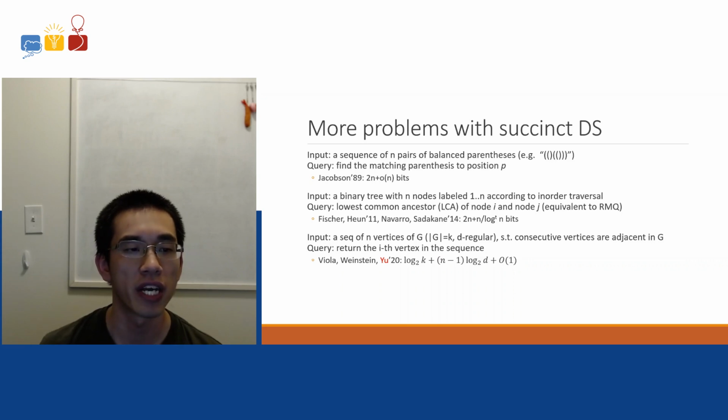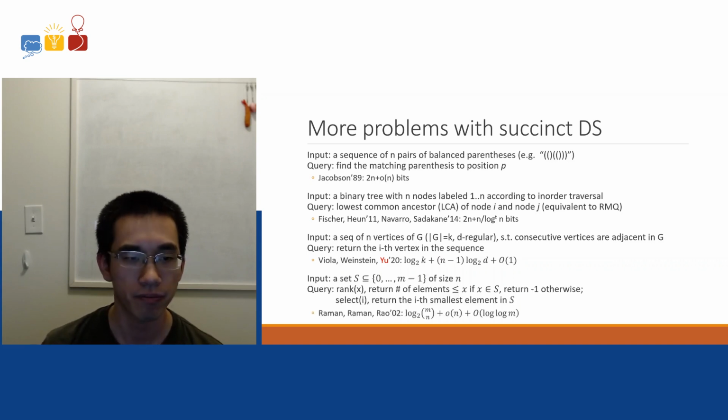And the query asks what is the ith vertex in this sequence. The historian naively will take n log k bits, but the input takes only log k plus (n minus 1) log d bits to encode by just specifying what is the neighbor. And in a very recent paper, we showed that it is actually possible to store this data structure using just a constant more bits than this minimum possible bits, and then still it allows us to recover the ith vertex in this sequence.